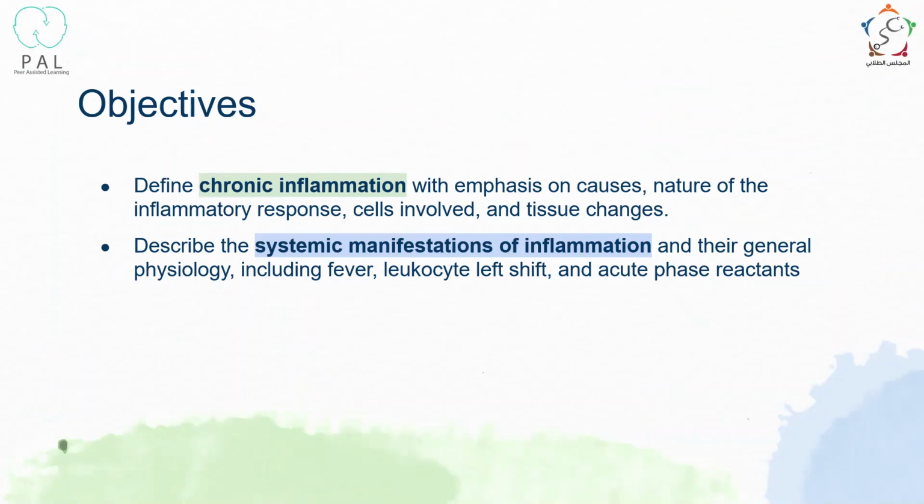So the objectives of the first lecture is to define chronic inflammation with emphasis on the causes, nature of the inflammatory response, the cells involved, and tissue changes. And the second objective is to describe the systemic manifestations of inflammation and their general physiology, which are fever, leukocyte left shift, acute phase reactants, and we'll go into them in detail.